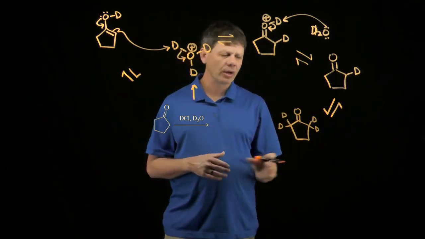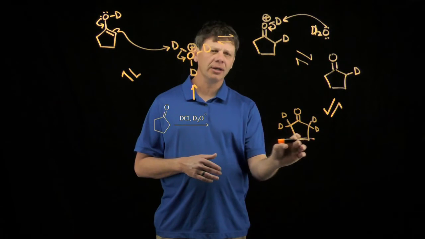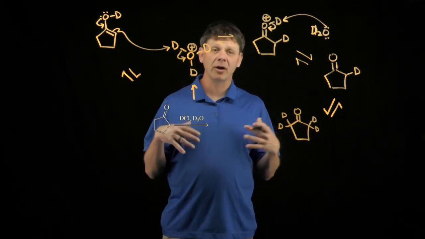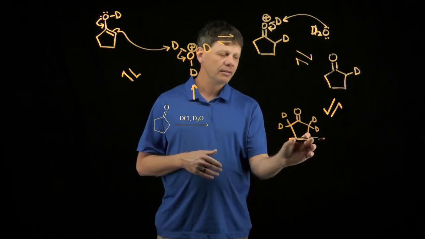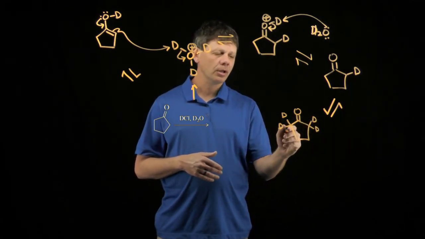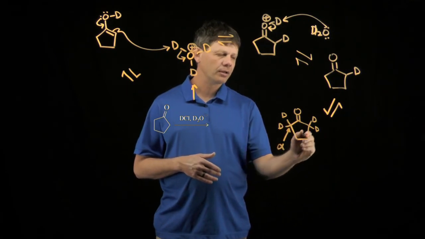Now you might ask the question, what about these hydrogens that are here? Because those can't be involved in enol formation because they are not alpha to the carbonyl, these hydrogens remain untouched. We can only add deuterium to the so-called alpha carbons.